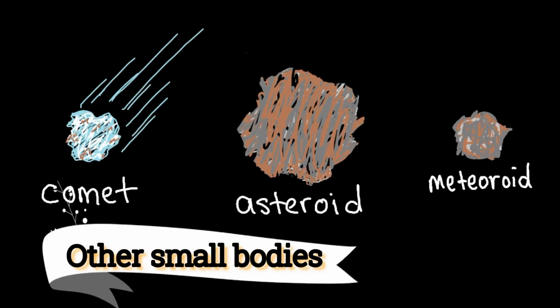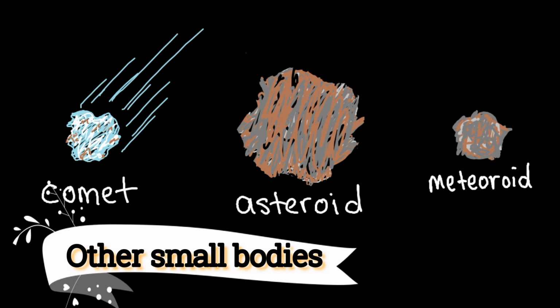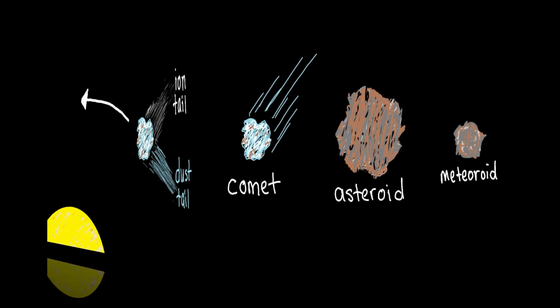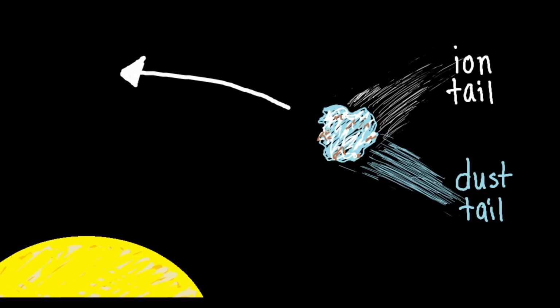We also have other bodies in our solar system: comets, asteroids, and meteoroids. We'll take a look at each of these more specifically. Now, a comet is mostly made out of ice and some dust and maybe a little bit of rock. It typically does orbit our sun, and because of that, it causes two tails to form.